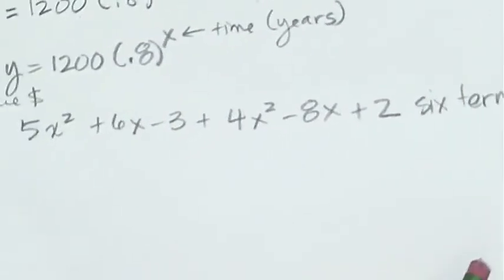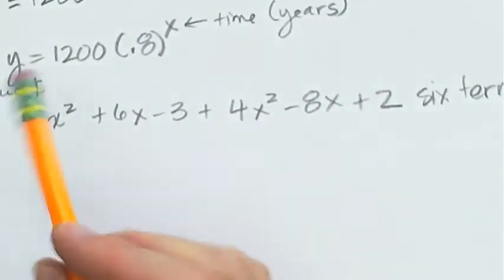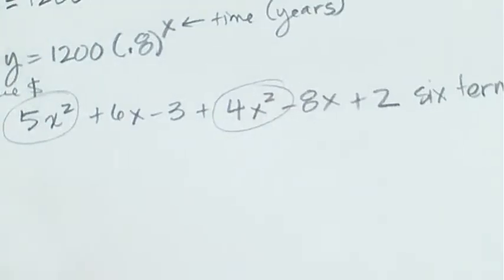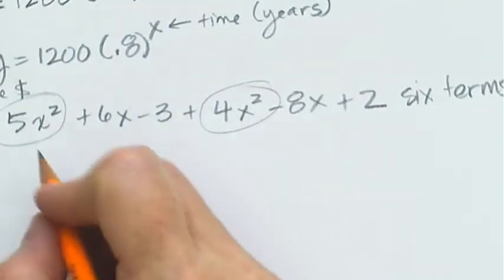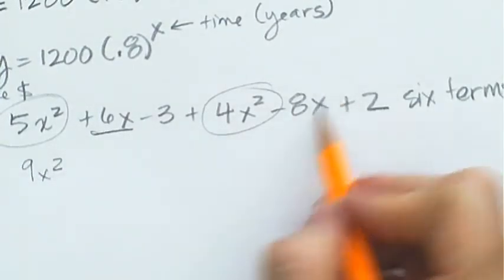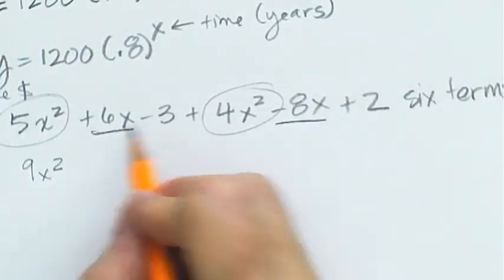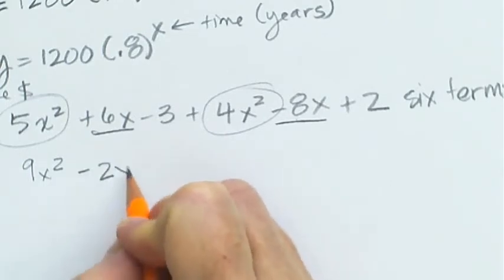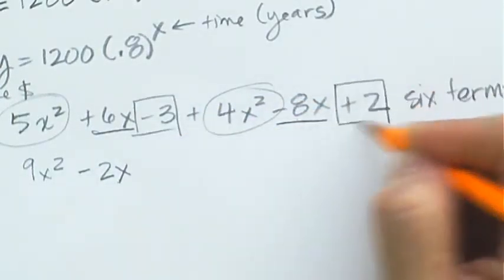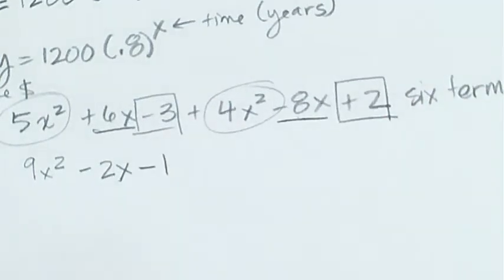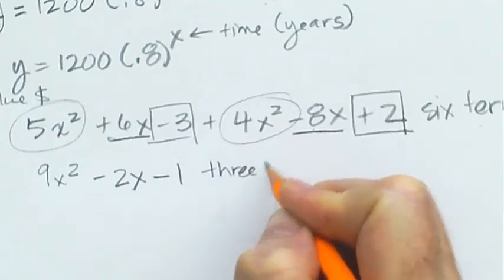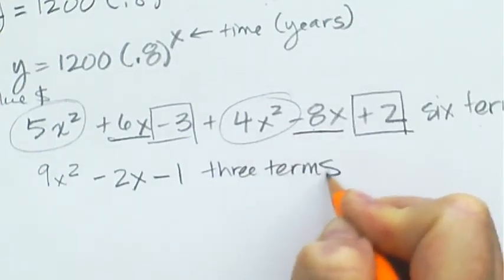And let's go ahead and simplify. We've got here 5x squared and 4x squared. Those are like terms, so we can combine those and get 9x squared. Positive 6x, negative 8x, let's combine those. That's going to be negative 2x. And then we've got negative 3 and positive 2. If I combine those, that's negative 1. So we started with 6 terms, now we have 3 terms.